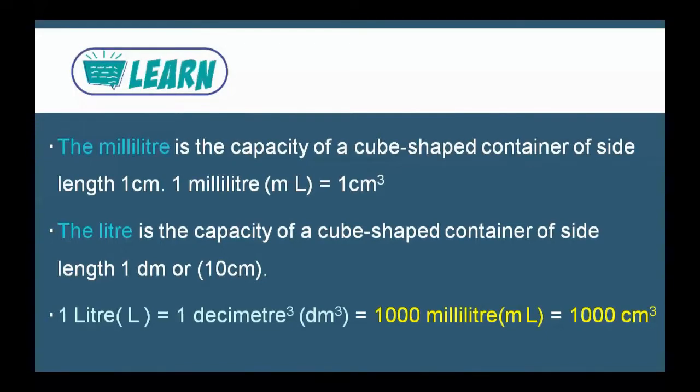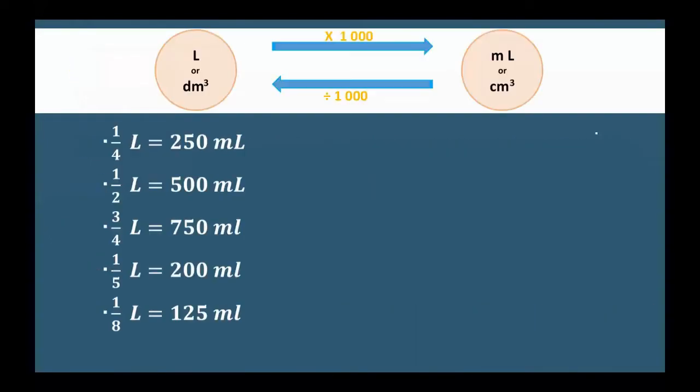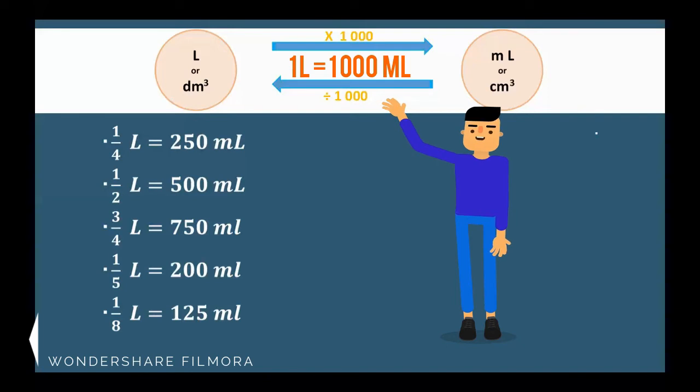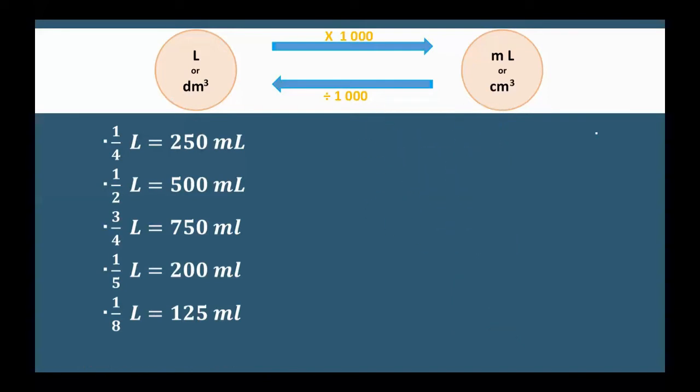Okay, so before we start solving, you must know how to convert between liter and milliliter. We said before, when you want to convert from big to small, you will multiply, and from small to big, you will divide. And here, the relation between liter and milliliter is 1000. So, from liter to milliliter, you will multiply by 1000. From milliliter to liter, you will divide by 1000.